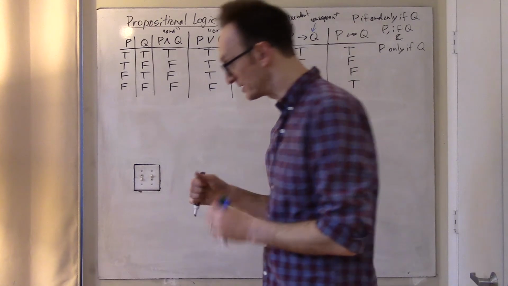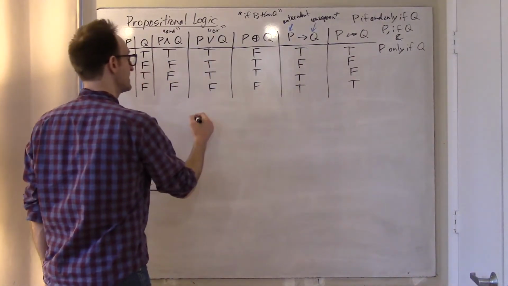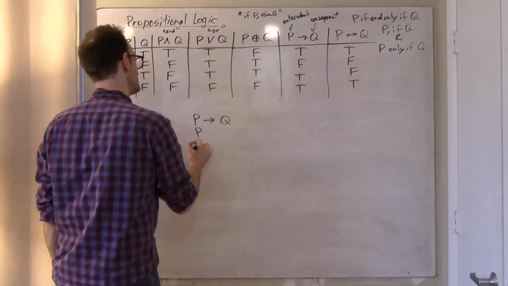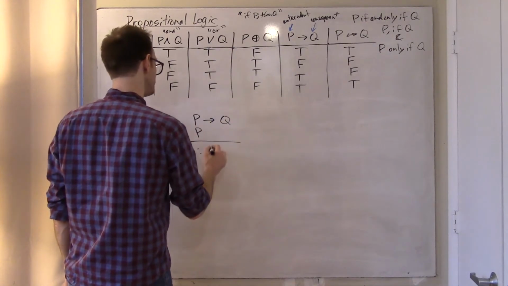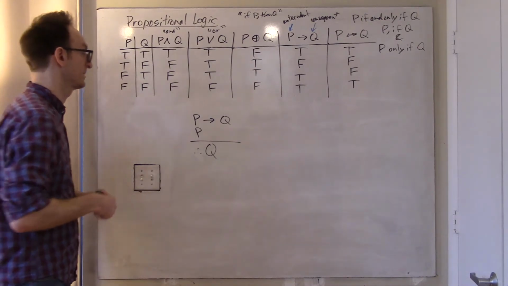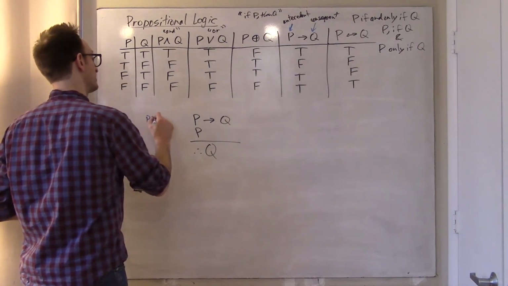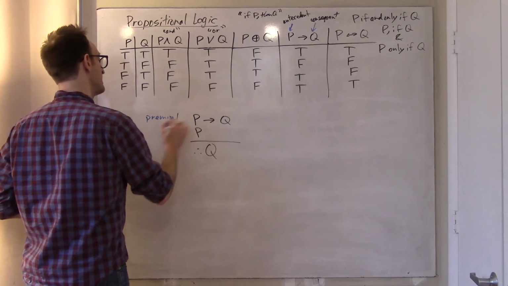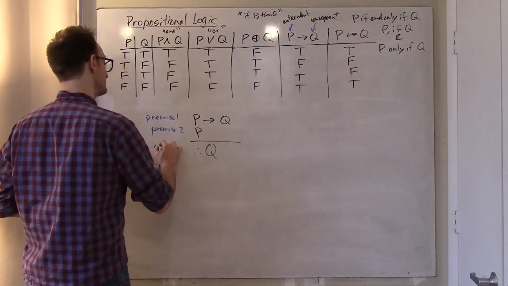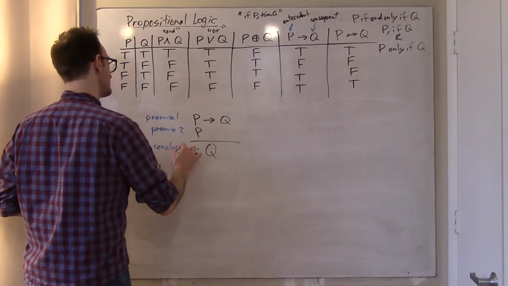There's this thing called an argument. What is an argument? An argument goes like this. It has some premises, and then it has a conclusion. Okay, so these guys are called premises. So this is premise one, and this is premise two, and this is my conclusion.